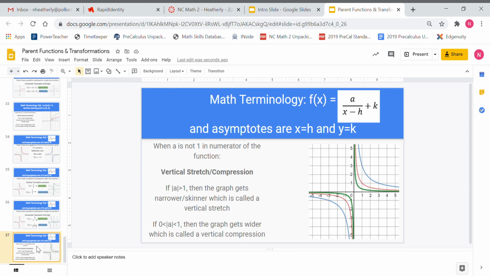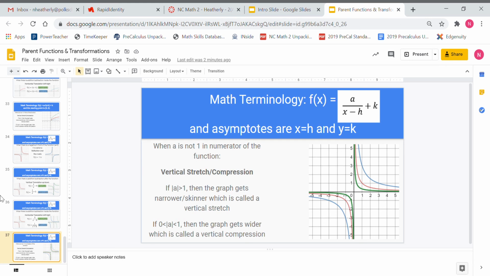And then lastly, you still have a vertical stretch or compression. We won't deal a whole lot with those stretches and compressions in terms of rational functions, just because it is really tricky to see from the graph, and it's really funky to write a vertical compression with an inverse function. So just be aware of that.